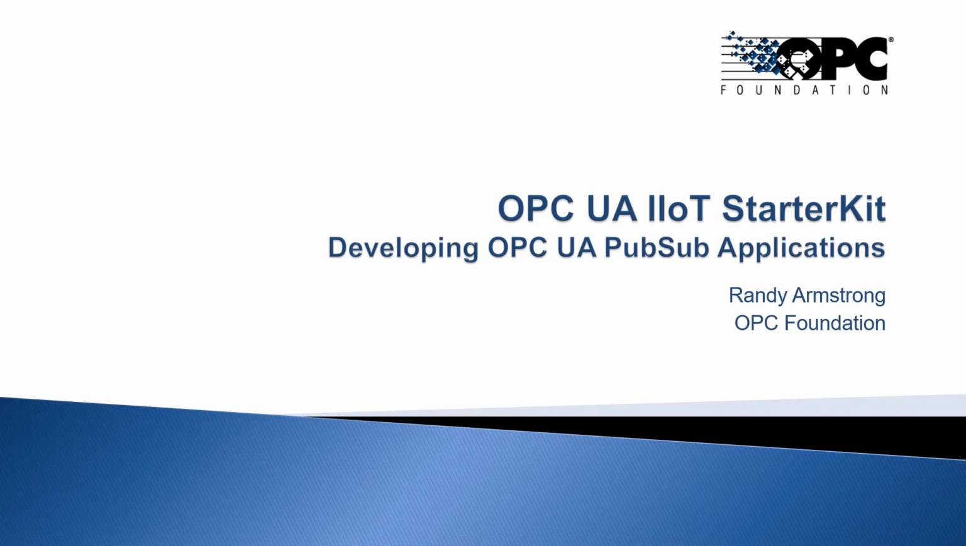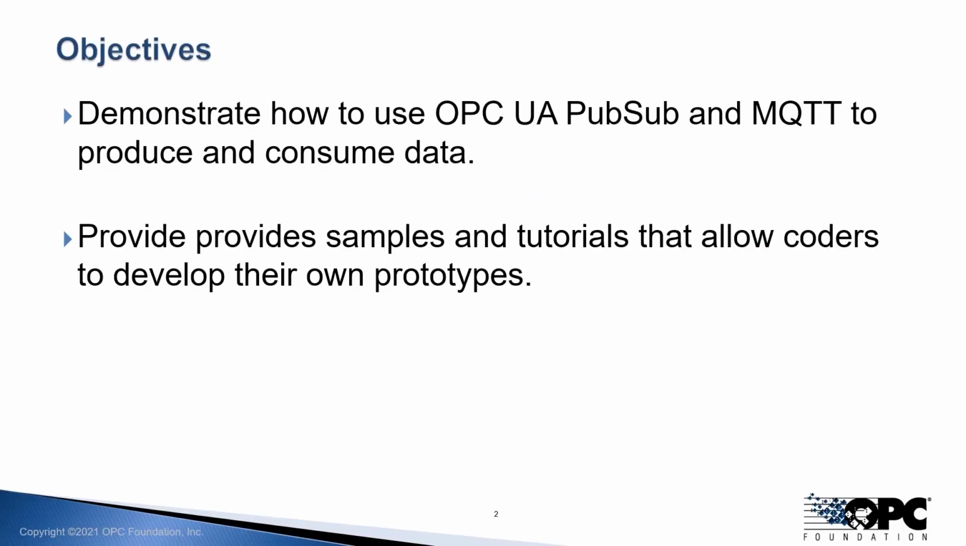Good day, my name is Randy Armstrong, and I'm here to talk to you about developing OPC UA pub/sub applications based on the IIoT Starterkit, which is an initiative which the OPC Foundation has been working on, and it provides a number of samples and tutorials to allow coders to develop prototypes and explore the capabilities of OPC UA pub/sub over MQTT. We are focusing on MQTT because there's been a lot of interest in the marketplace.